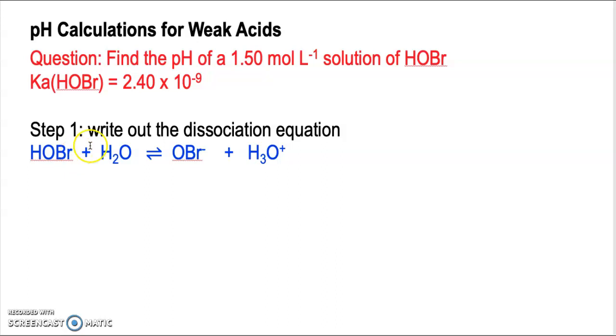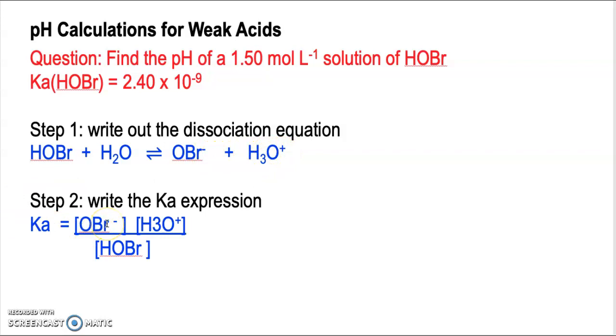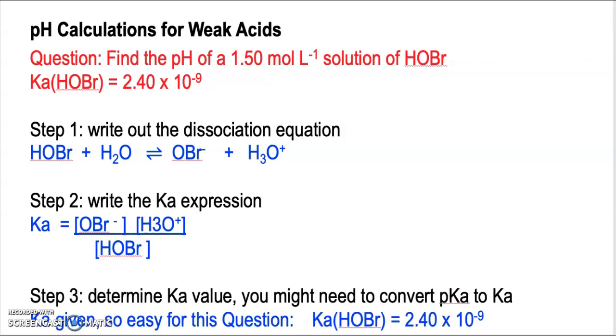Right, let's continue. Step 1 is write yourself out the equation, because step 2 is to write out the Ka expression. So again, it's products over reactants. You've got your conjugate base, OBr minus, times your hydroniums, and then that's going to be divided by your acid concentration. Okay. From there, we need step 3, and that is to determine your Ka value.